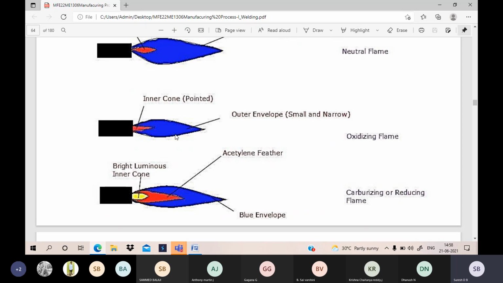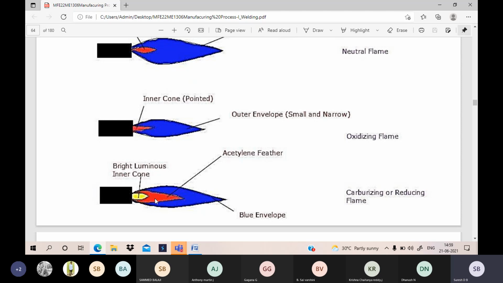In the neutral flame and oxidizing flame, only two flames are there, the inner one and the outer envelope. In the reducing flame, three different flames are there. First, near the nozzle, the high pressure or compressed gas burns completely in the beginning. Once this combustion takes place, some other amount of gas is added to it. Further, the temperature is increased. That flame is called the acetylene feather.